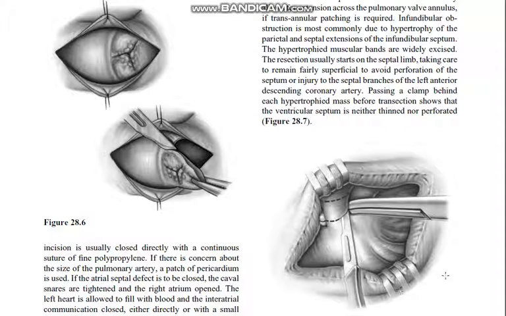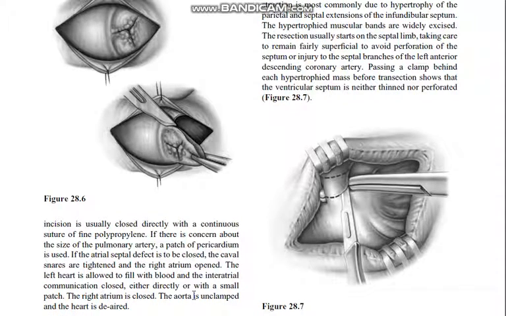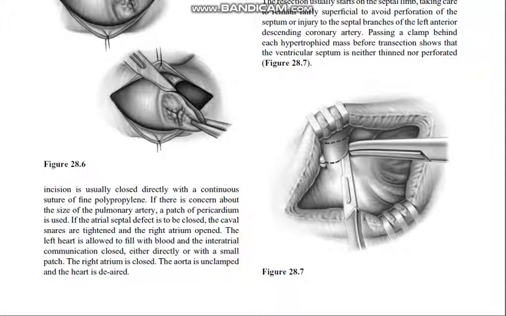If the atrial septal defect is to be closed, the caval snares are tightened and the right atrium opened. The left heart is allowed to fill with blood and the interatrial communication closed either directly or with a small patch. The right atrium is closed, the aorta is unclamped, and the heart is reperfused.